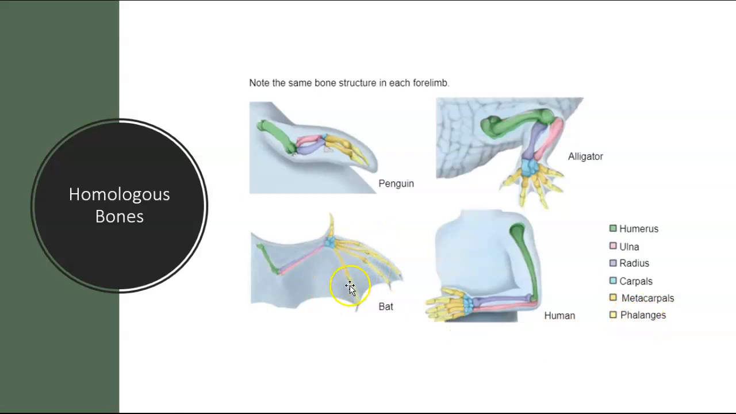Even a bat whose front limb is a wing has that similar pattern of phalange bones. The penguin as well, an alligator, and the human. All the way through that front limb, you can see those homologous bones. They're different shapes and different lengths. They end up doing different jobs, but we have that same pattern.